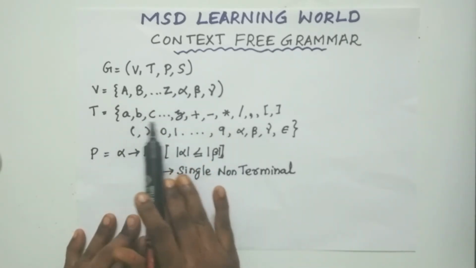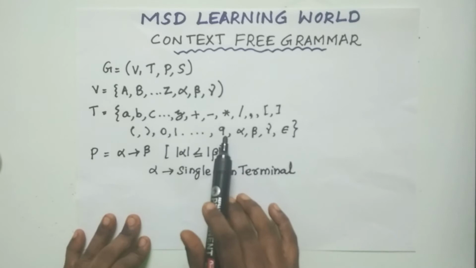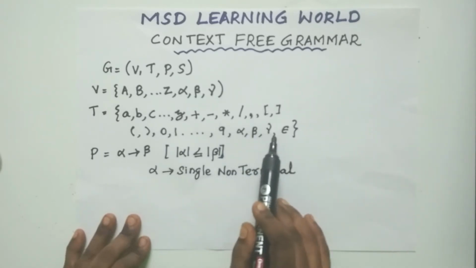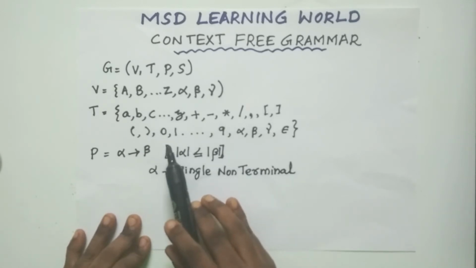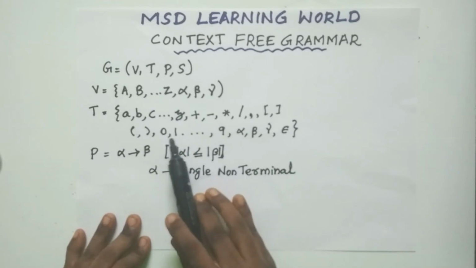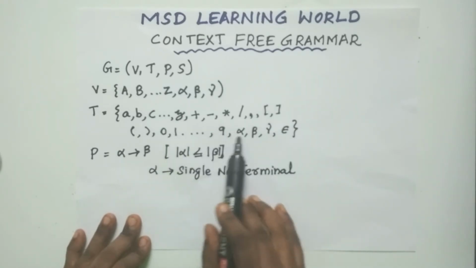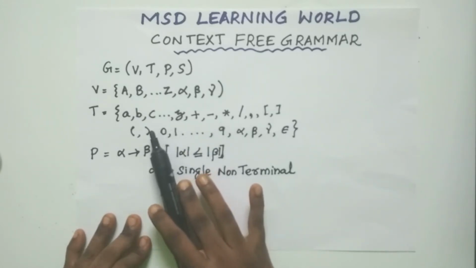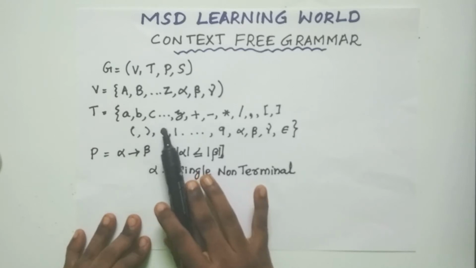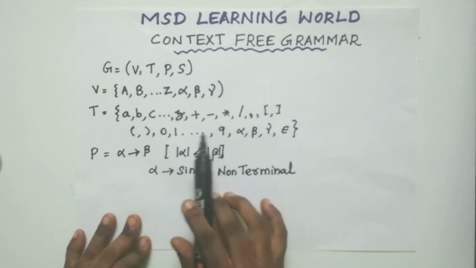Terminals can be from small a to small z, and all the operators, all the punctuations, all the numerical values, and alpha, beta and gamma, and one more special symbol, epsilon, can also be a terminal. All the terminals can be in any format and in any combinations. You can have a collection of terminals in any occurrences in any order. It can start with an alphabet and end with any numerical values, or start with small letters and have punctuations in between. There is no order for the representation.